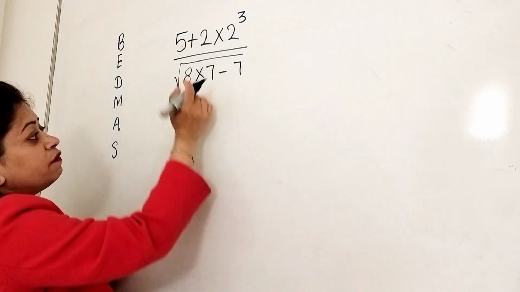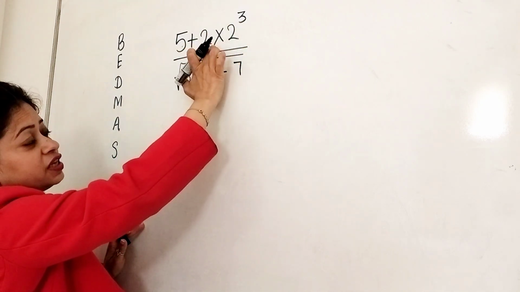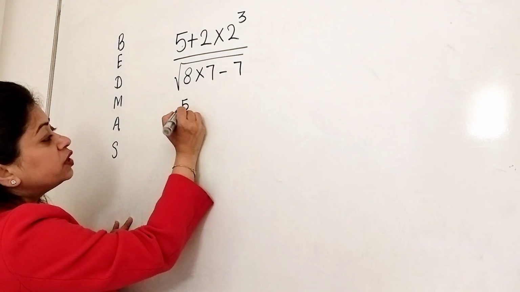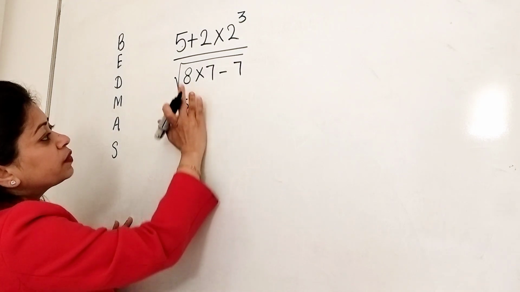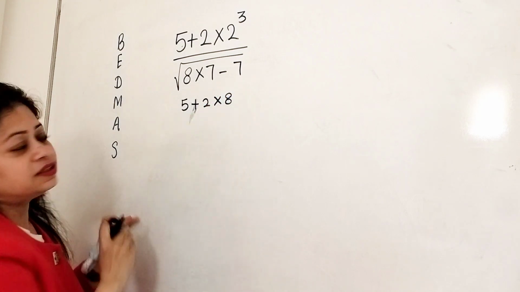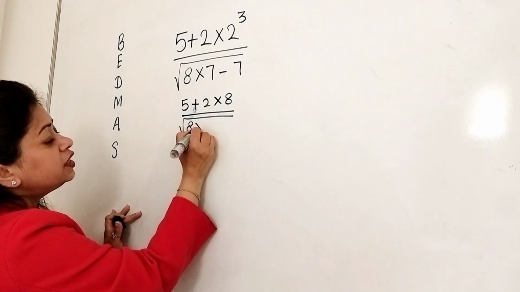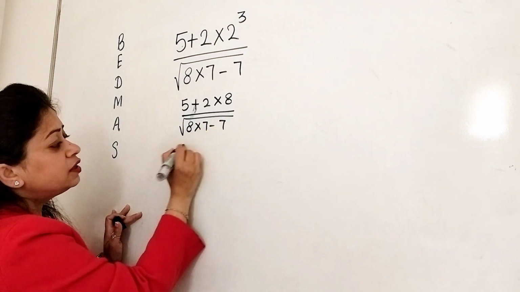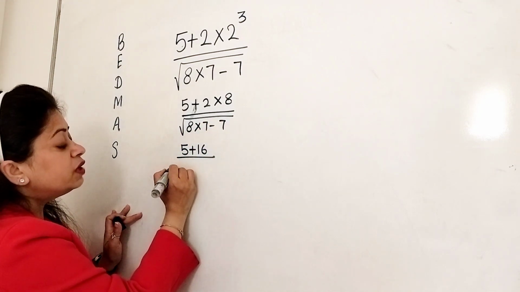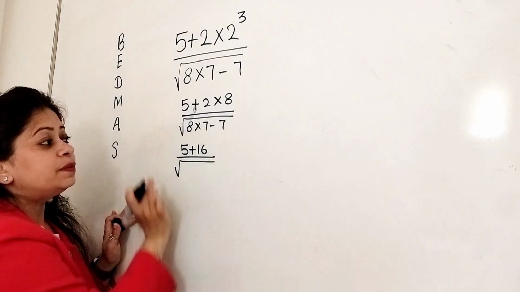So first we will solve the numerator, and here we have two operations and then one exponent. So our first step is to solve the exponent. So 5 plus 2 times 8, right? By square root of 8 times 7 minus 7, right? So this is 5 plus 16 by, and if we see the square root, here we have multiplication and subtraction.